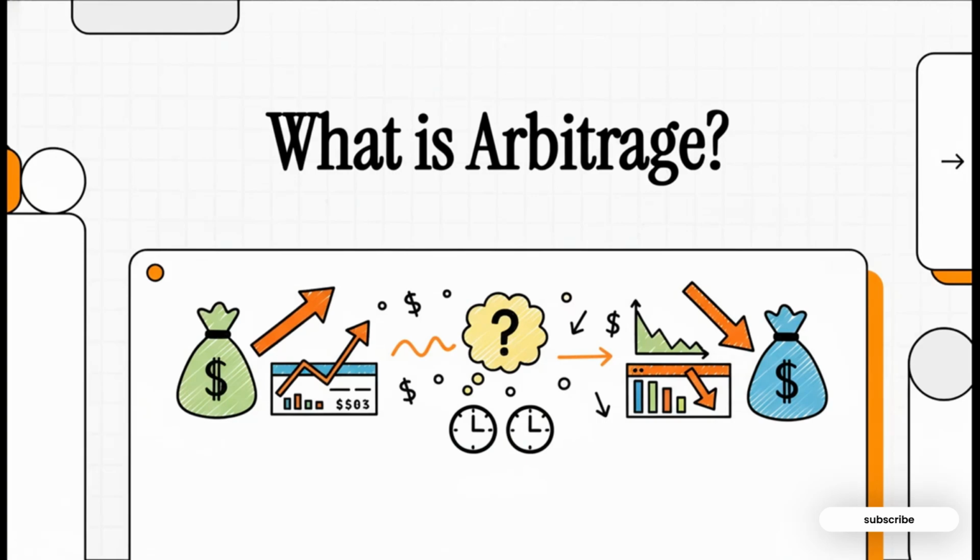All right, here's a wild thought for you. What if the same exact thing, I mean identical, was selling for two totally different prices at the exact same time? It sounds impossible, right? Like it breaks a law of physics or something. But believe it or not, this happens all the time in the financial markets. And that's where we dive into the fascinating world of arbitrage.